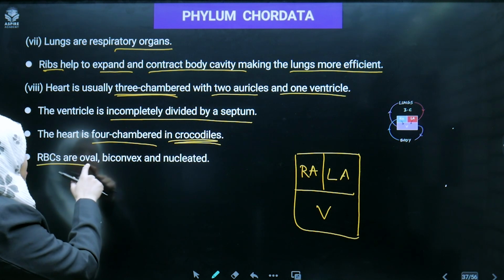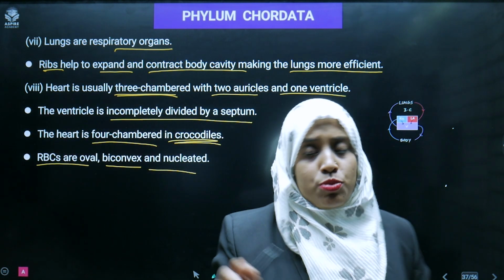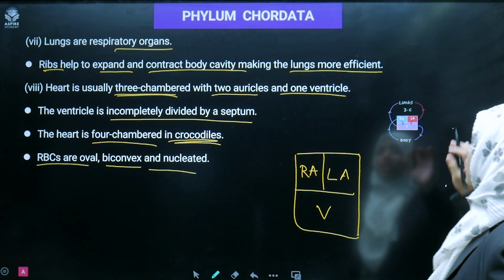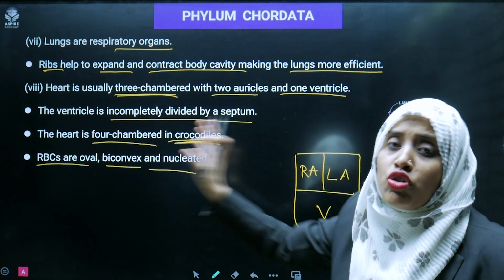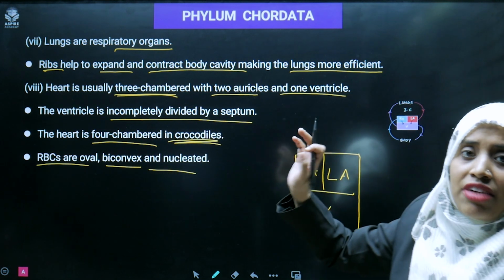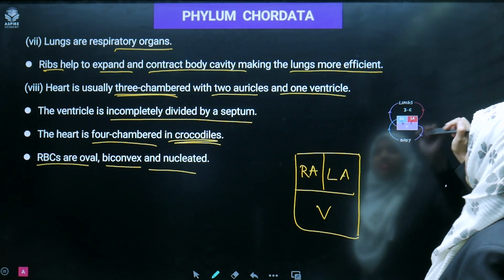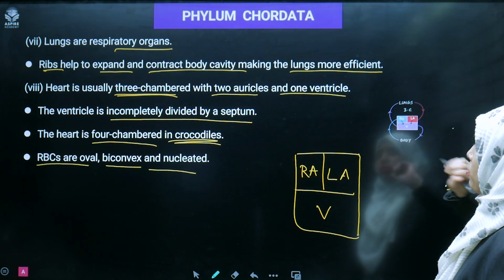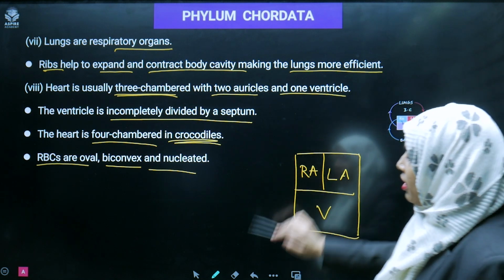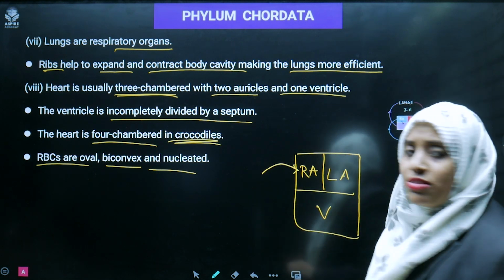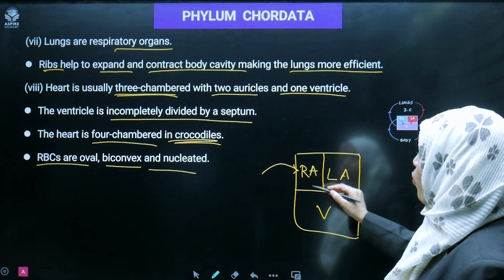And RBCs are oval, biconvex, and again nucleated RBC is present in the reptiles. Here we can see the three-chambered heart, which most of the reptiles have apart from crocodile. So finally what happened, as you can see in this diagram, the impure blood enters the right auricle. Impure blood kaise enter karta hai? It enters through the right auricle and then it will enter the ventricle part.